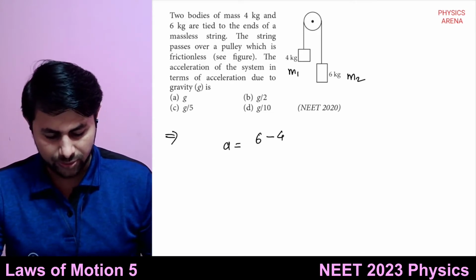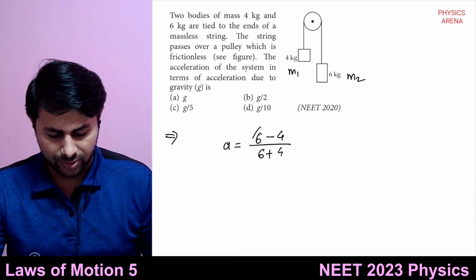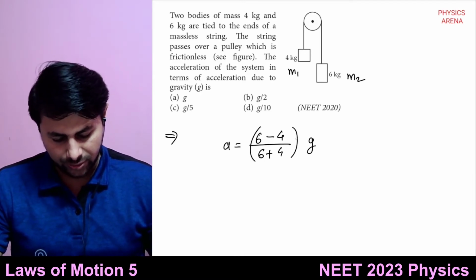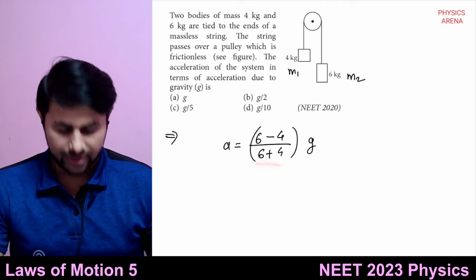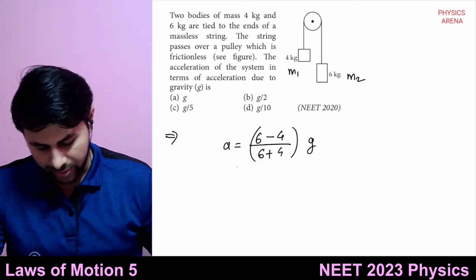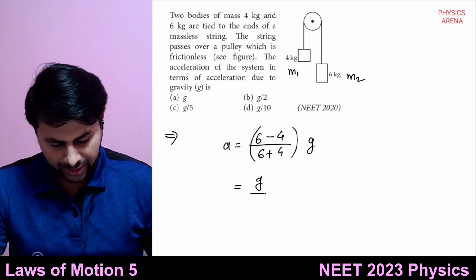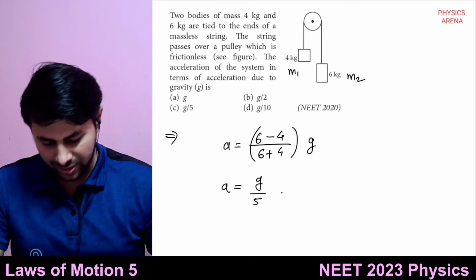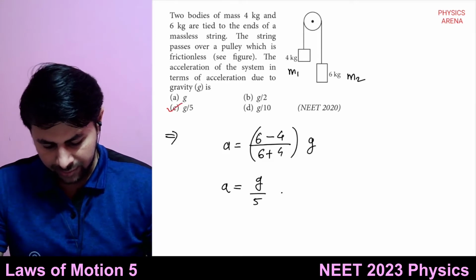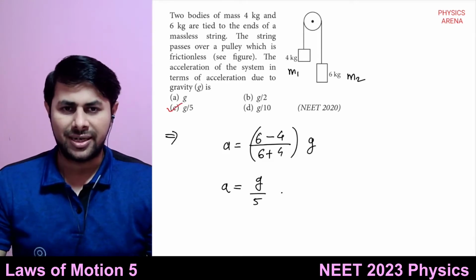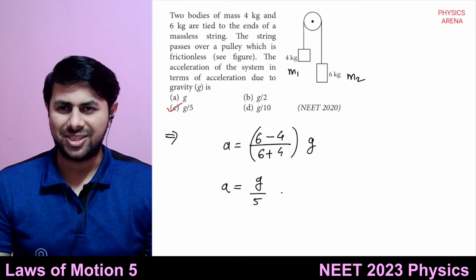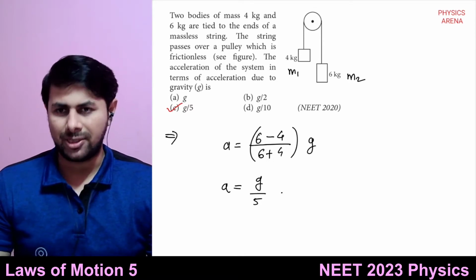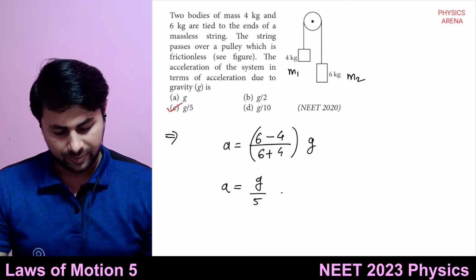So let's solve. 6 minus 4 divided by 6 plus 4, multiplied by g. So this is 2 divided by 10, that is 1 by 5. So g by 5 is the answer. These are simple questions. So we have to memorize this formula: m2 minus m1 divided by m2 plus m1, multiplied by g.